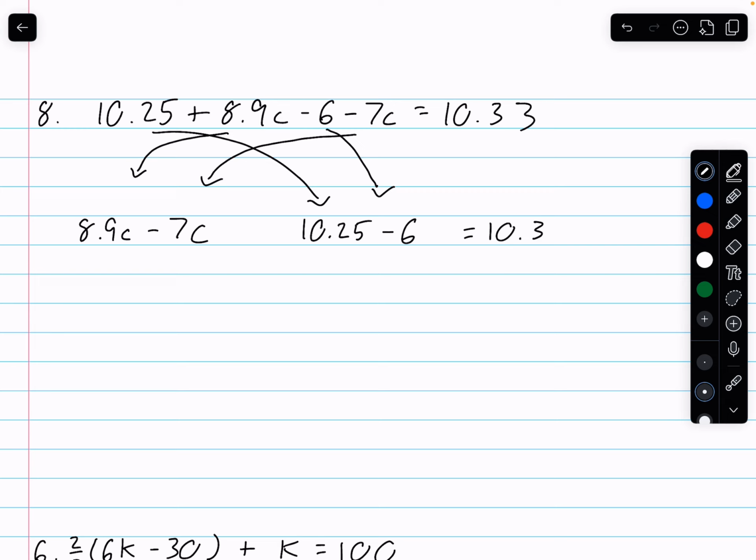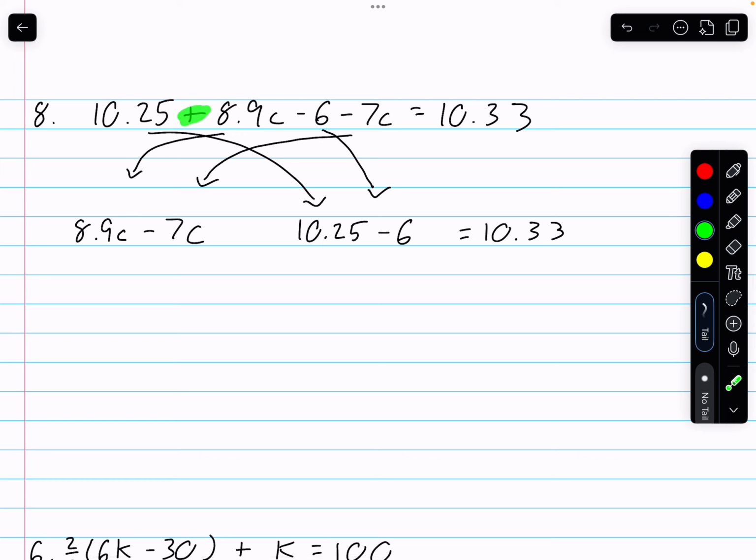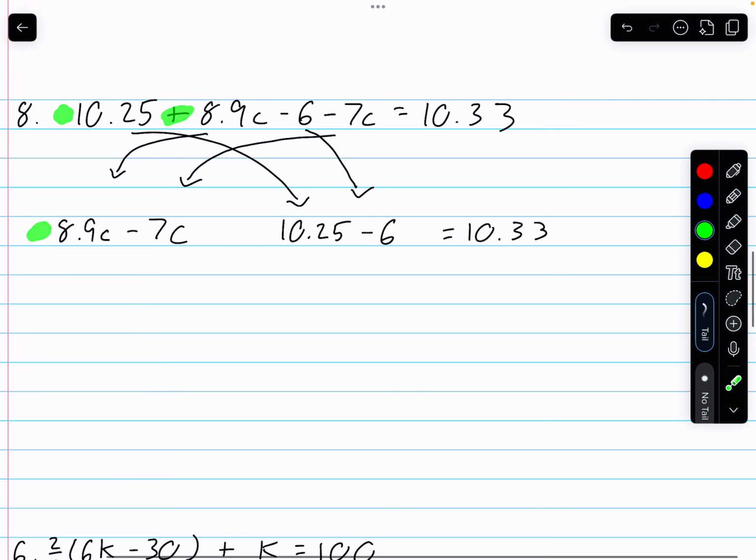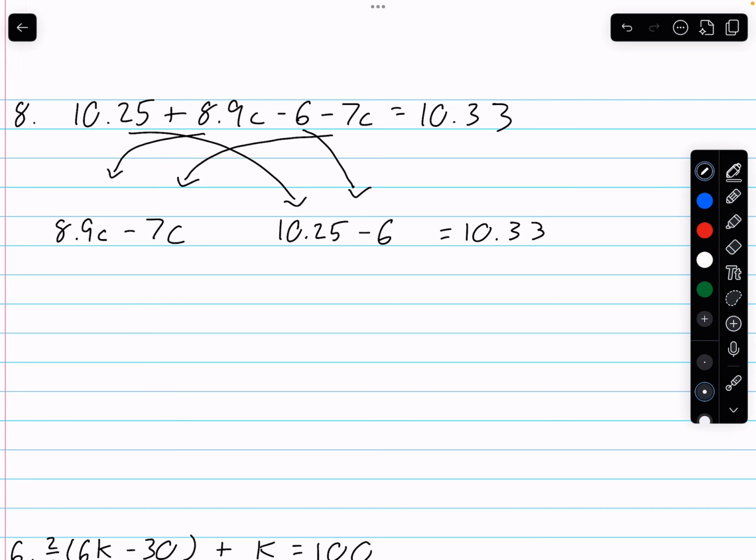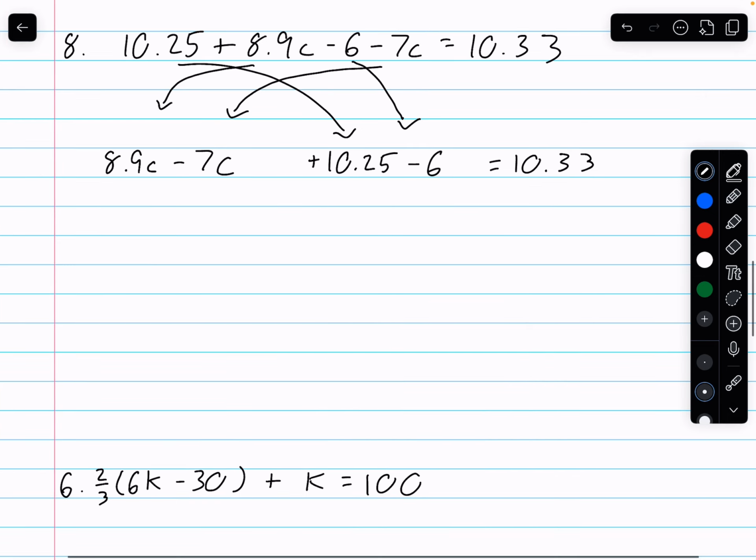Please notice a few things. I had a minus in front of my 7C. I still have a minus in front of my 7C. I had a minus in front of my 6. I still have a minus in front of my 6. The only thing that changed was this plus, which we took away because I do not need to put a plus in the front. There wasn't a sign in front of this 10, but I'm going to go ahead and put a plus in front of that 10 because it is positive.